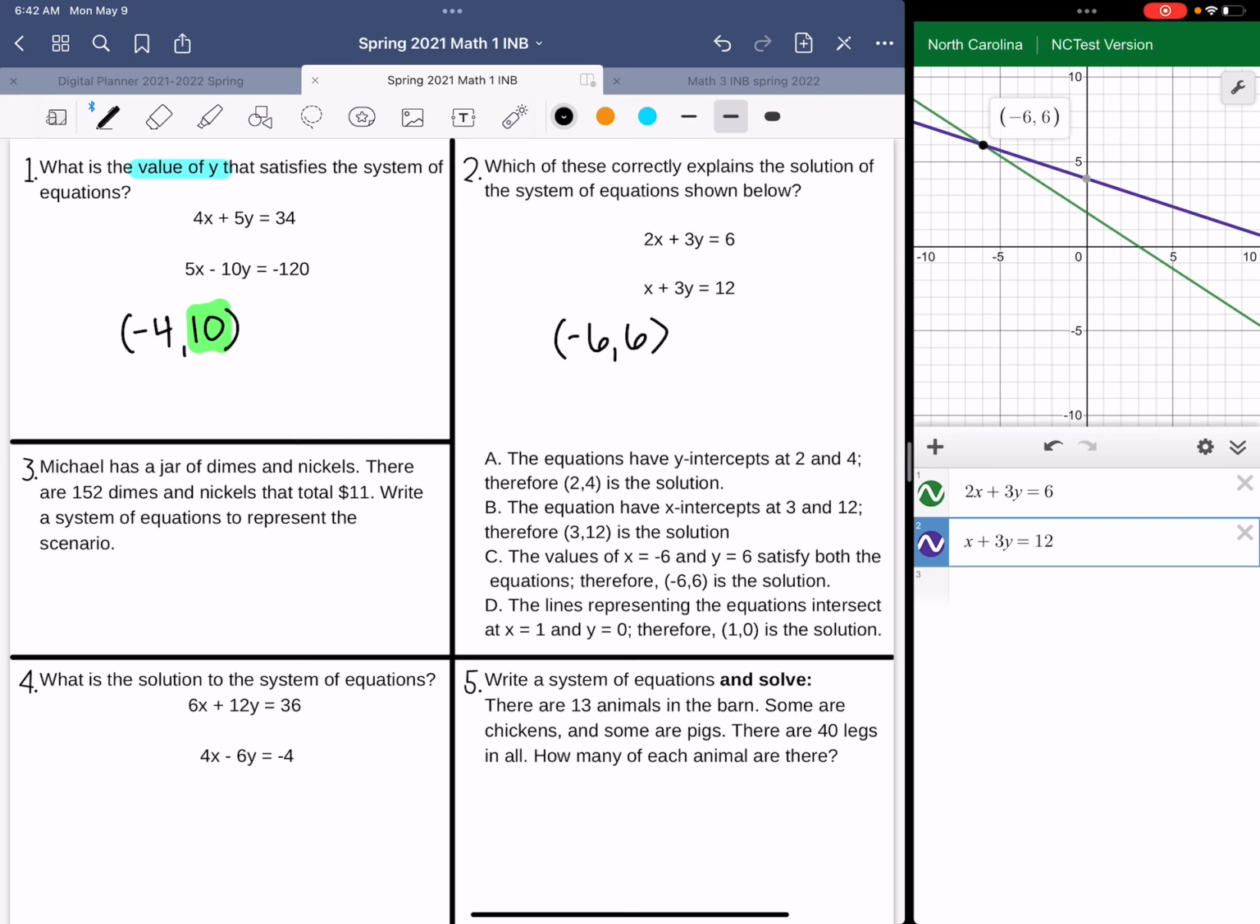So the first one says that there's a y-intercept at 2 and 4, but the solution is at negative 6, 6, so we know that's wrong. This one says x-intercepts, but it's at 3, 4. We know that's wrong. So then C says the value of x equals negative 6 and y equals 6 satisfies both the equations. So the solution is at negative 6, 6. So the answer is C.